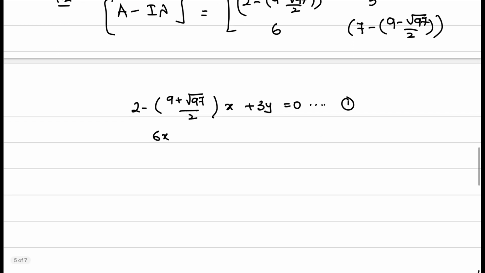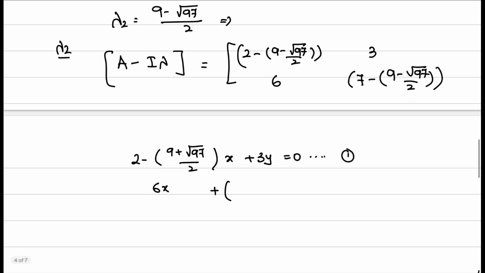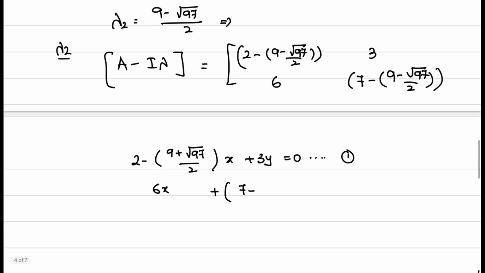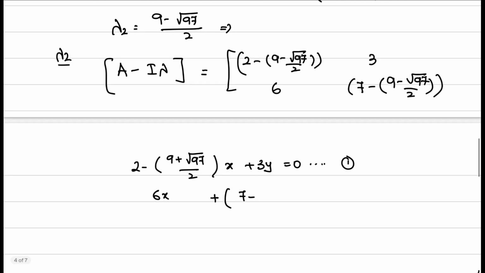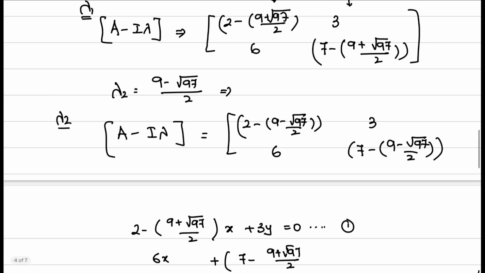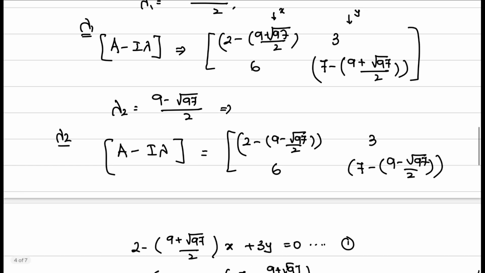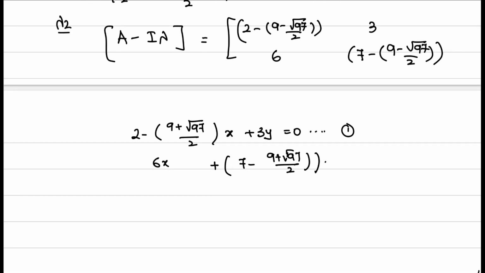6x plus (7 minus (9 plus square root of 97) divided by 2) whole into y is equal to 0. This is the second equation. First equation and second equation we have got for the eigenvalue lambda 1.